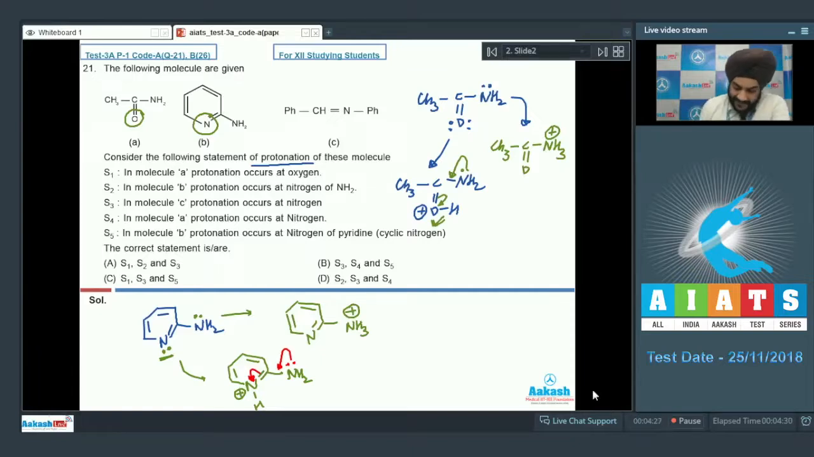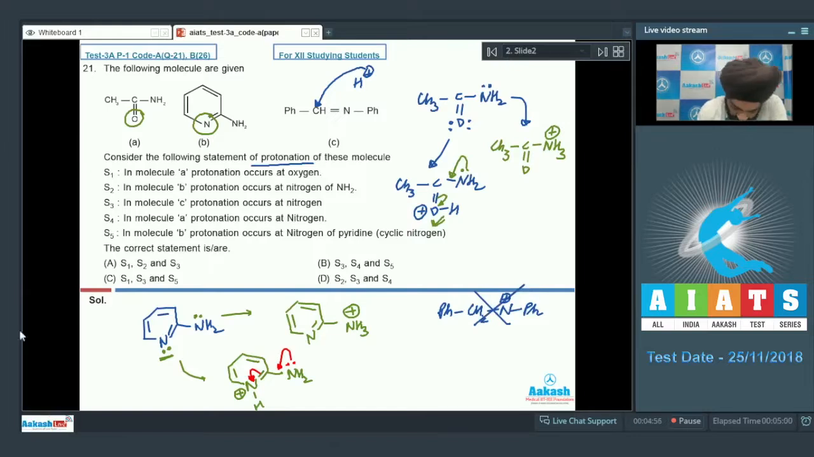So let us try and look at the molecule given in option C. So we have 2 competing sites. One is nitrogen and the other is carbon. So if the protonation occurs at carbon, we'll have an electron deficient nitrogen atom which will not be formed.